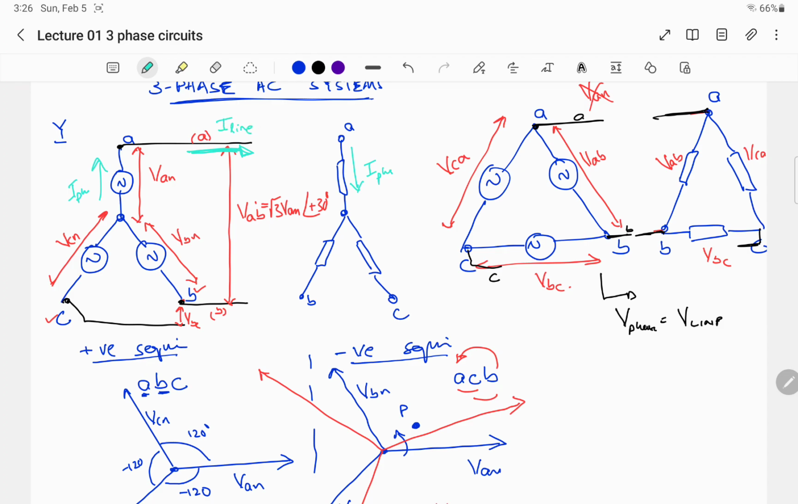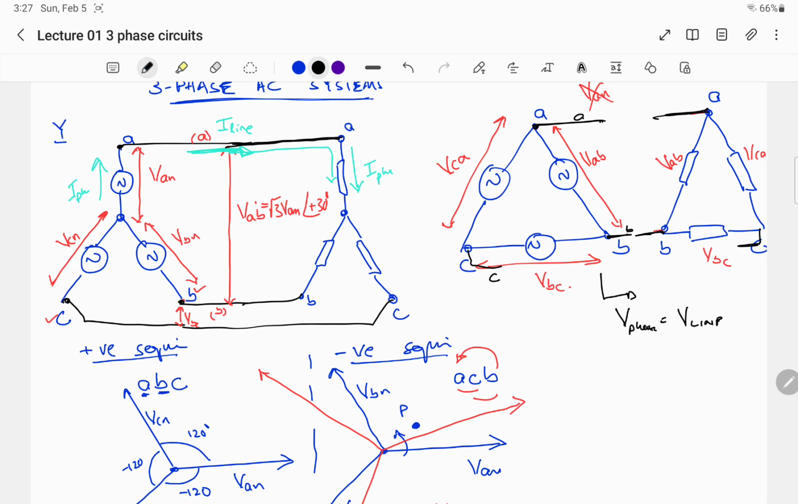Now in case of Y load, we see that one phase of the load is connected with one portion of the line. So whatever current is coming from the line will go into the phase. Similarly here and here. So this same current goes to this line. So line current and phase current are equal in case of Y load.